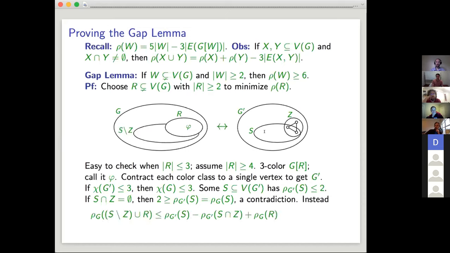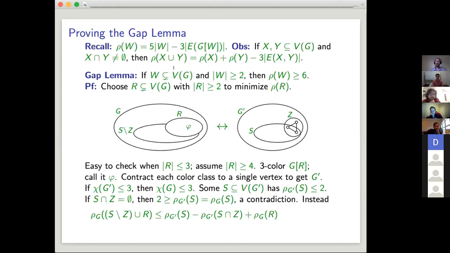Now we're going to lift up S, and pull it back to G. You take S here and throw away the intersection with Z, and in place of that intersection with Z, you put in R, okay? So we're interested in rho in G of S minus Z union R. What we want to show is that in fact this thing has rho less than or equal to 2, which will give us a contradiction. So how is that going to work?